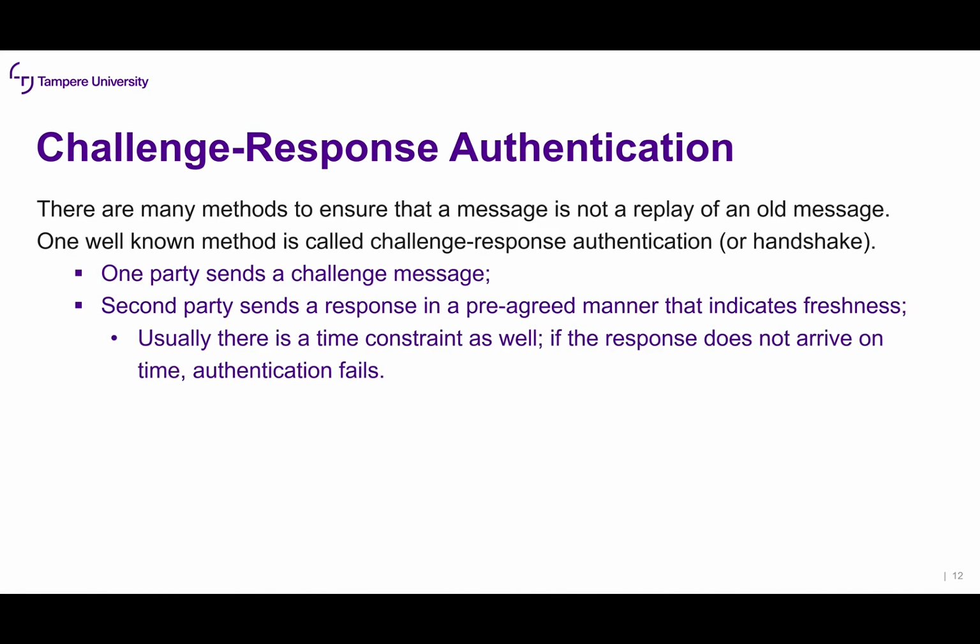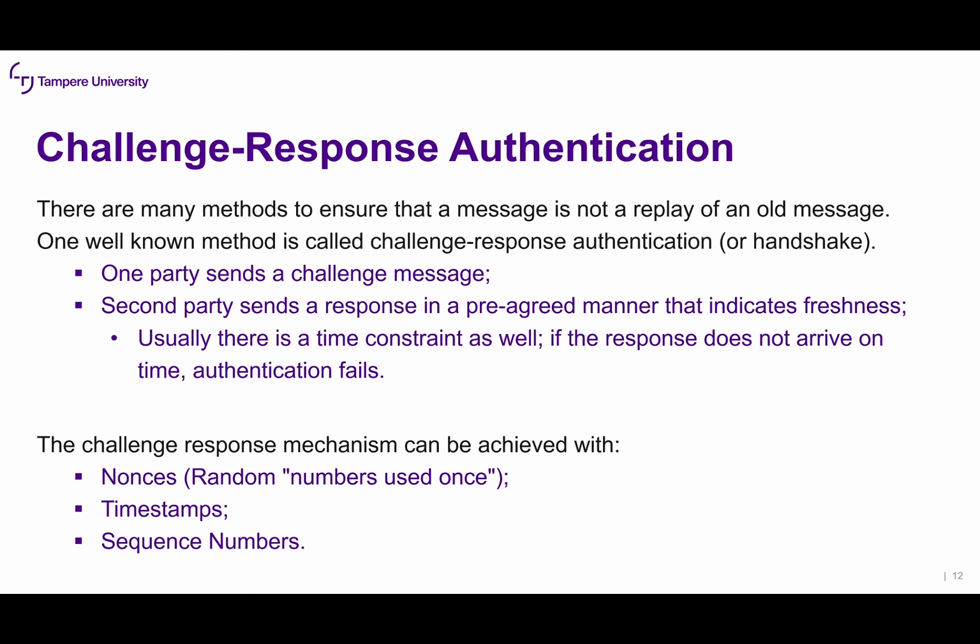There are many methods to ensure that a message is not a replay of an old message, right? One well-known method is called challenge response authentication, or handshake. One party sends a challenge message and the second party sends a response in a pre-agreed manner that indicates freshness. Usually, there is a time constraint as well. So if the response does not arrive on time, the authentication immediately fails. The challenge response mechanisms can be achieved with nonces, which are random numbers that are only used once, timestamps, and sequence numbers, right?